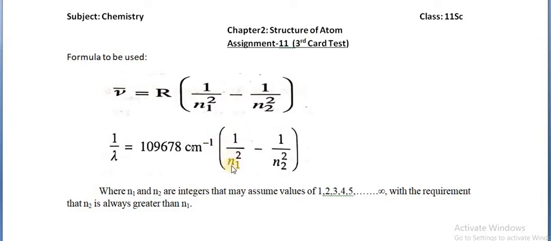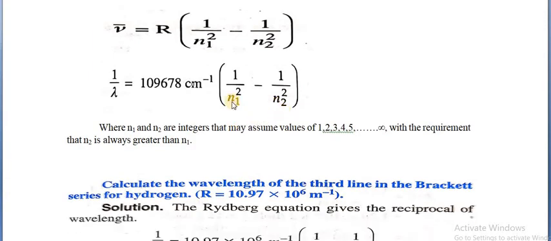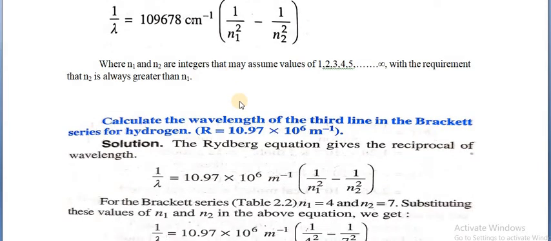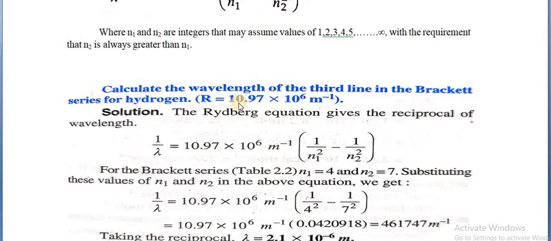Here 1/n1² − 1/n2², where n1 and n2 are integers that may assume the values from 1 to infinity, with the requirement that n2 is always greater than n1. That you have to keep in mind. Now we'll use this equation to solve the numerical based on the spectral line series of hydrogen.